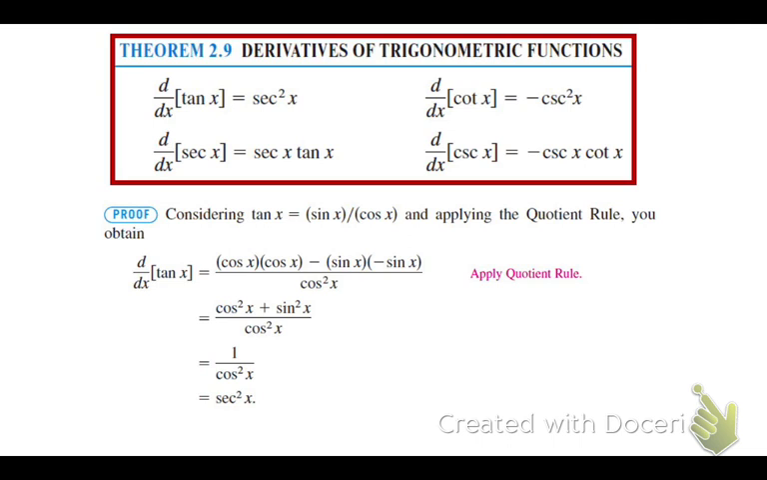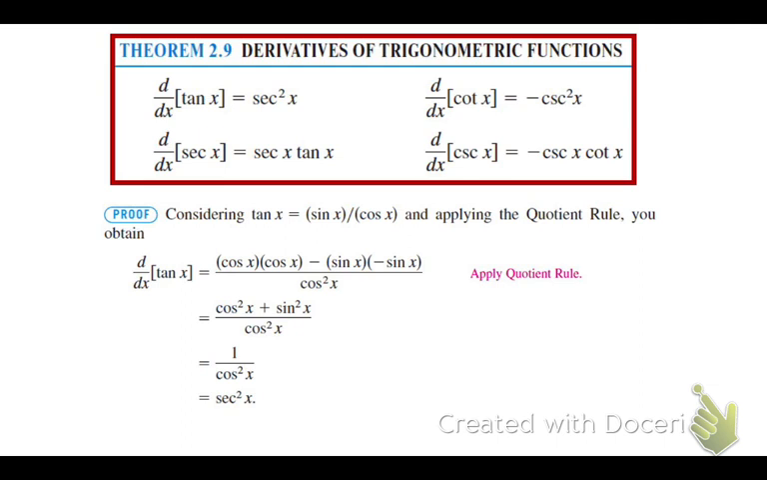Okay? So sine would be my numerator, cosine would be my denominator, correct? So the derivative of sine is cosine times the denominator, which would be cosine, minus the numerator times the derivative of the denominator, which would be negative sine, over the denominator squared, which would be cosine squared. So then I would have cosine squared plus sine squared. Well, what is cosine squared plus sine squared? 1. And 1 over cosine squared is secant squared. So that's why the derivative of tangent is secant squared.